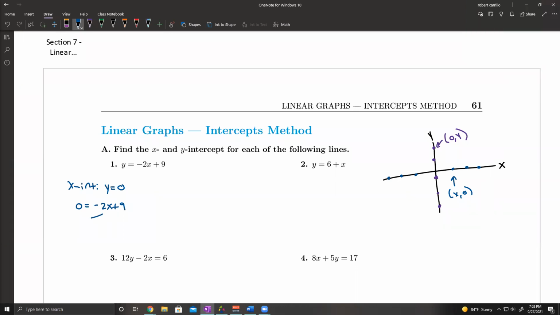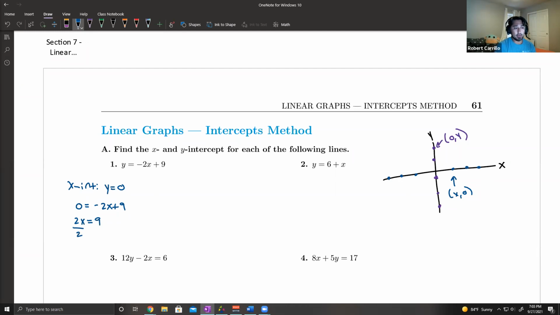So I will add this 2x to the left side, and you'll get 2x equal to 9. And then to solve for X, I'll divide by 2, and we will get that X equals 9 halves. So there is my X-intercept. And if we were to graph it, I would put it in coordinate form, such as 9 halves, comma, 0. Okay, so that's the X-intercept.